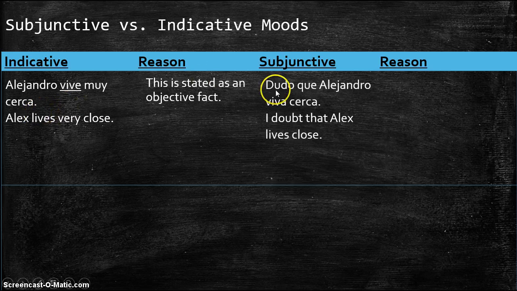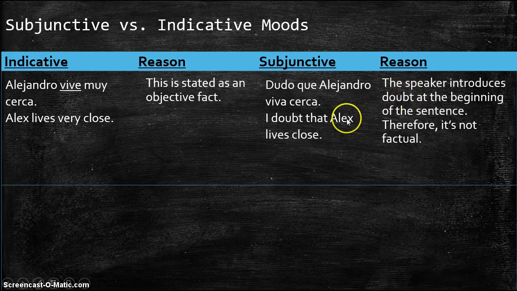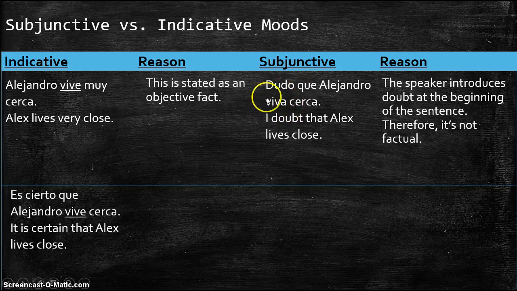Something similar would be dudo que Alejandro viva cerca. You can tell that this is a different type of verb because it has a different ending than vive. This sentence means I doubt that Alex lives close. The reason we use the subjunctive here is because the speaker started their sentence with the word dudo, which means I doubt. Because the speaker doubts something, they're going to use the subjunctive in the later part of the sentence.